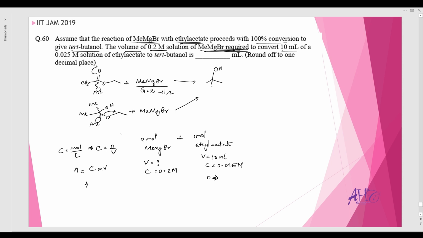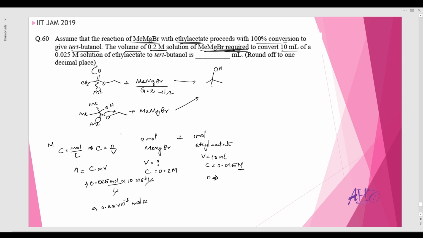You have your concentration, what is it? 0.025 M. What is M? Molarity. So basically your M is going to be molarity. Molarity is moles per liter. So this is going to be moles per liter. And then comes your volume. What is the volume? It is 10 ml. So it is in ml, so what are we going to do? If we convert to liters, this is going to be 10 into 10 power minus 3 liters. So you will get 0.25 into 10 power minus 3 moles. This is going to be the number of moles.